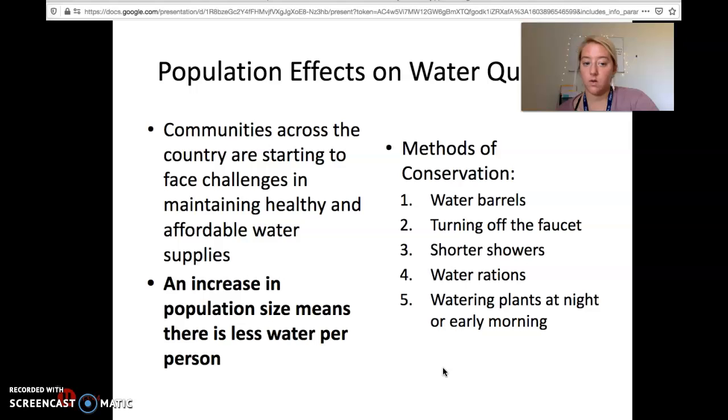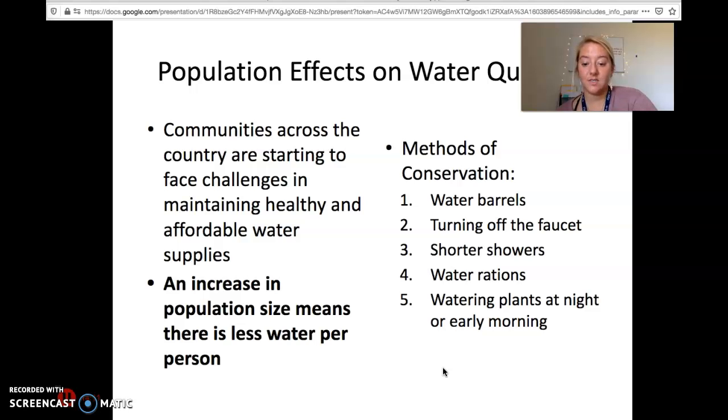Pollution effects on water quality. Communities across the country are starting to face challenges in maintaining healthy and affordable water supplies. My friend Tori lives in Grace Creek, and actually she can't drink her water supply. It is polluted, so the water that comes out of her faucet is too polluted for her and her husband and dog to even drink. They have to have water delivered for them, so that's not good.